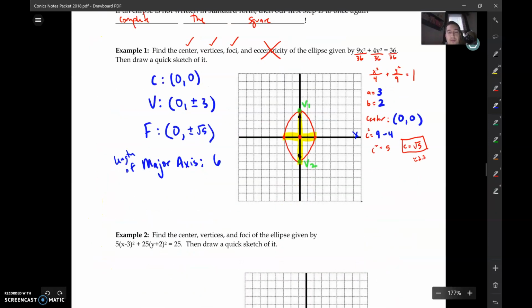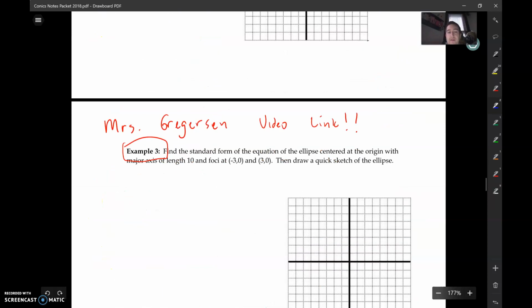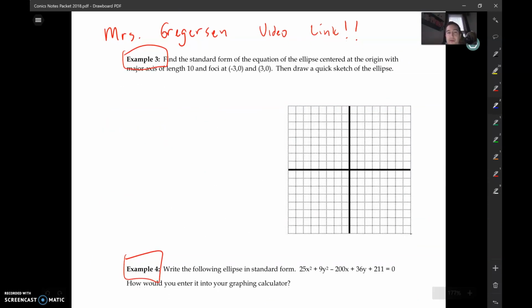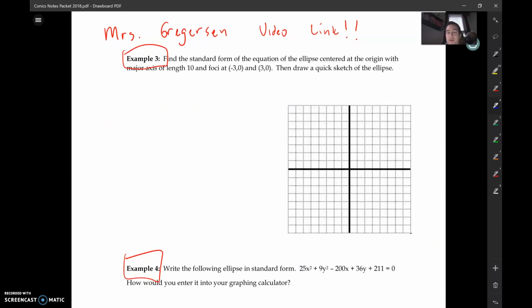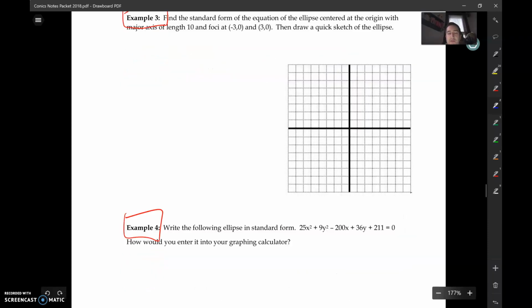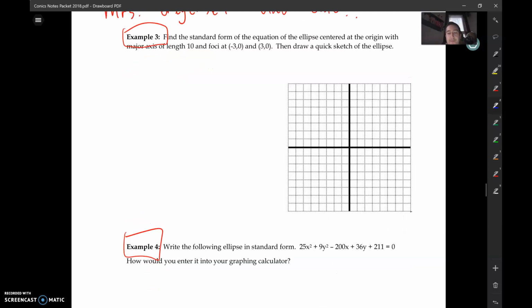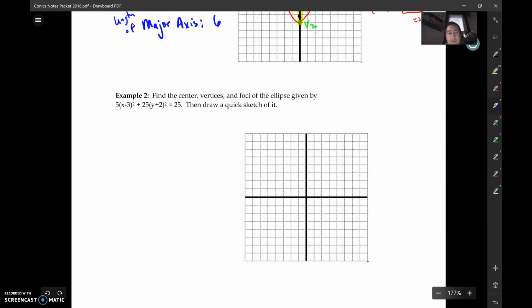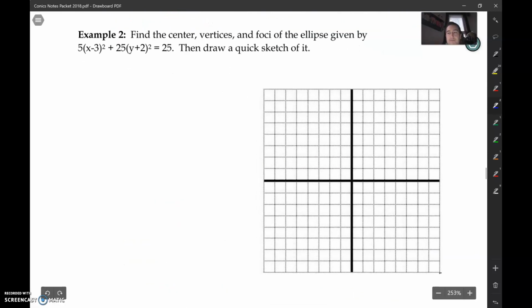I'm going to do one more example where we kind of walk through it. And then there's actually a video that Miss Gregerson made a couple years ago that covers example 3 and 4. So it'll give you a little different voice, different look to do two of these harder problems here. Okay. Let's do example 2. Find the center, vertices, foci, and give us a sketch.